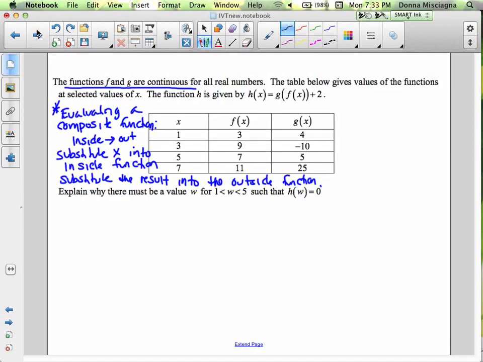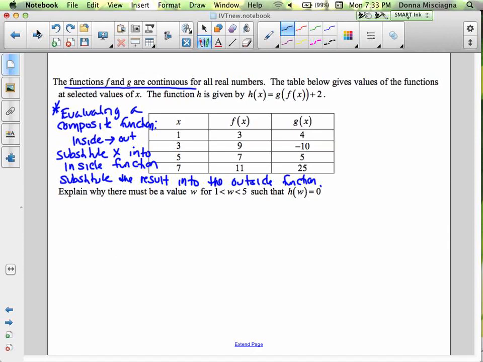All right, so now we're going to do two problems, I think it's two, that are word problems, and we have a table of values. Make sure when it tells you that f and g are continuous functions that you state it is given that f and g are continuous functions. The functions f and g are continuous for all real numbers. The table below shows given values of the functions at selected values of x. The function h is given by h of x equals g of f of x plus 2.